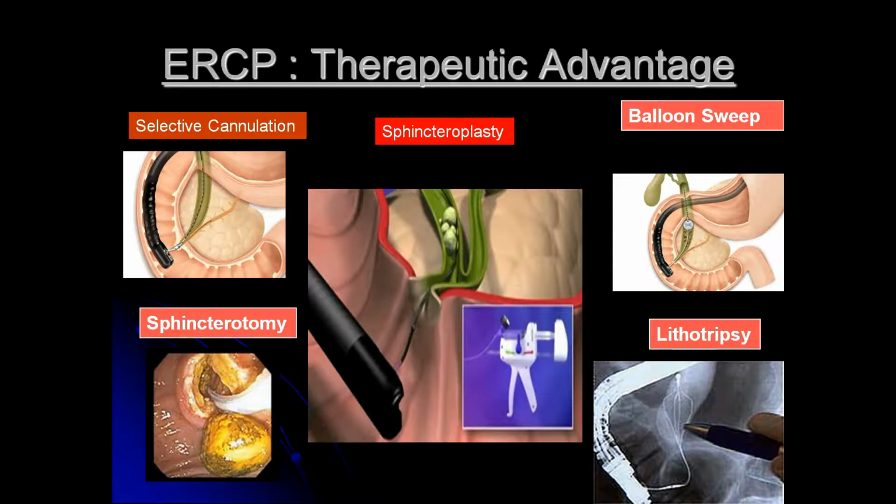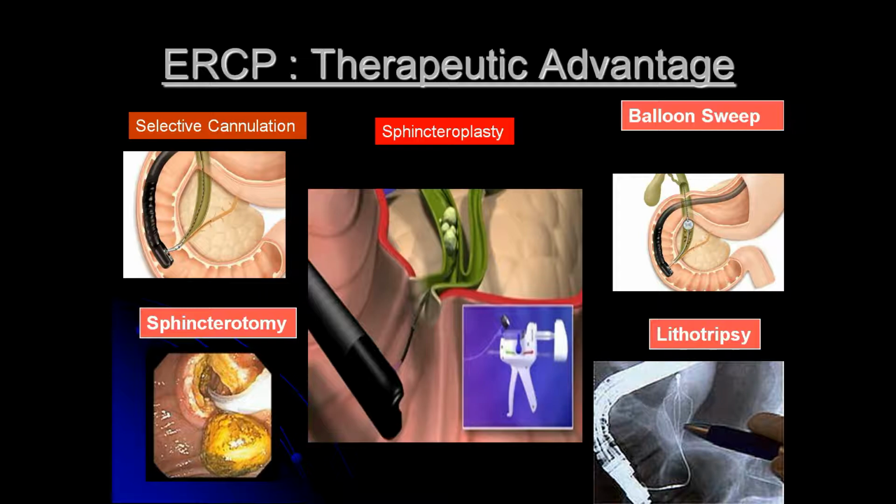but one has to be very careful when we divide and cut the sphincter, that there should not be any undue bleeding, and there should not be any risk of perforation or pancreatitis. For this we should use an endo-cut device, which is a special diathermy device available in all newer versions of diathermy like Erbe and Valleylab.